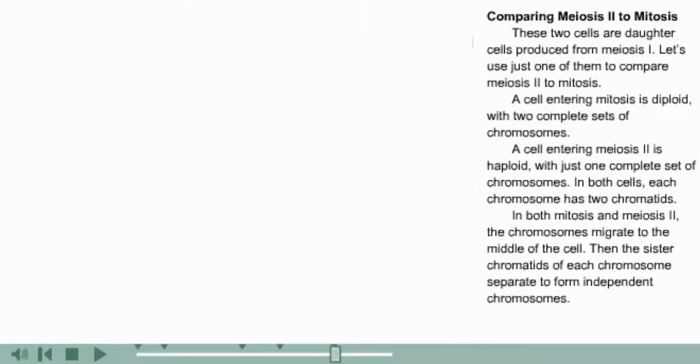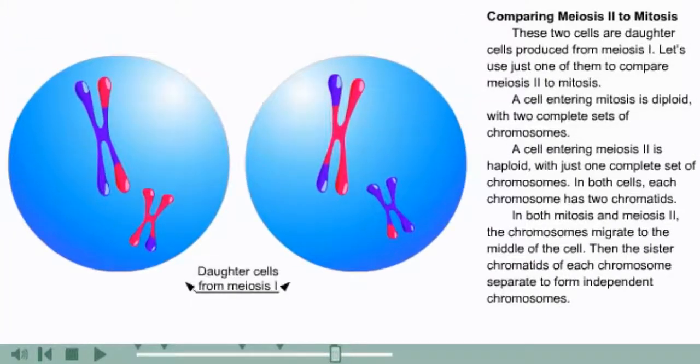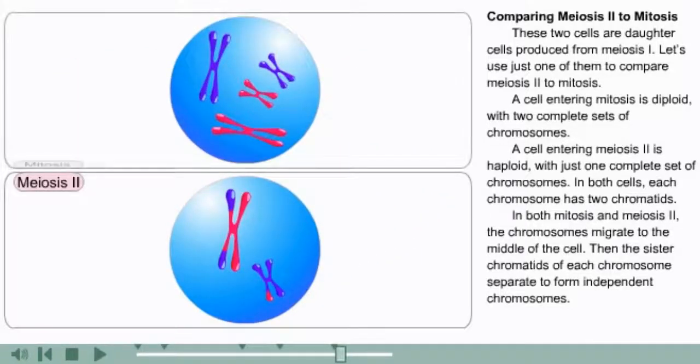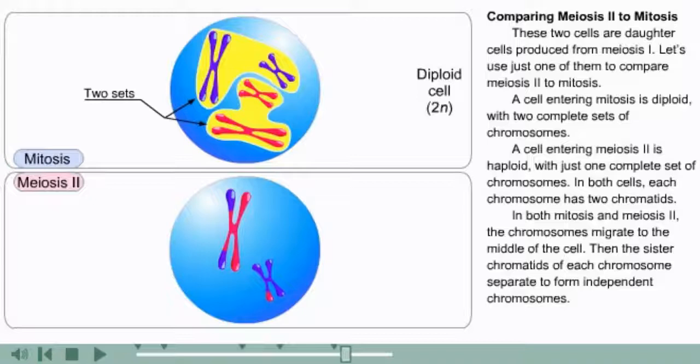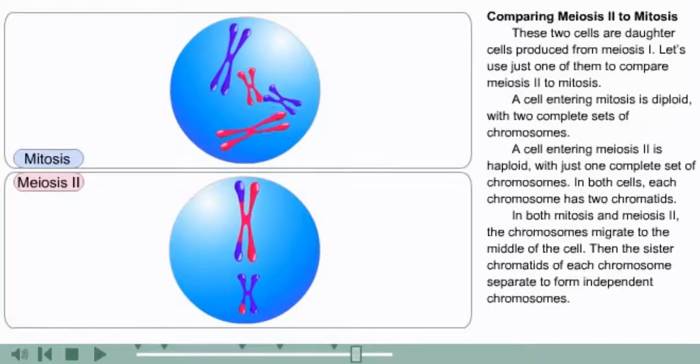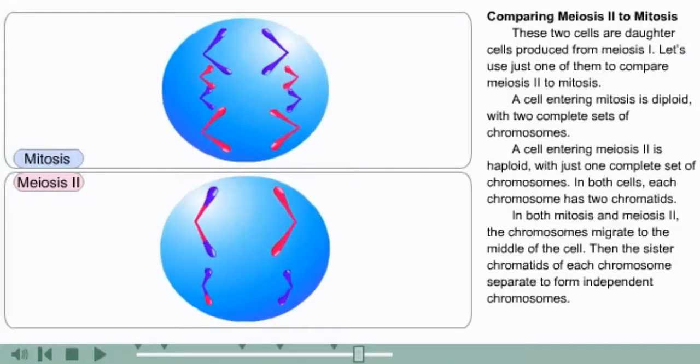These 2 cells are daughter cells produced from meiosis I. Let's use just one of them to compare meiosis II to mitosis. A cell entering mitosis is diploid, with 2 complete sets of chromosomes. A cell entering meiosis II is haploid, with just one complete set of chromosomes. In both cells, each chromosome has 2 chromatids. In both mitosis and meiosis II, the chromosomes migrate to the middle of the cell. Then, the sister chromatids of each chromosome separate to form independent chromosomes.